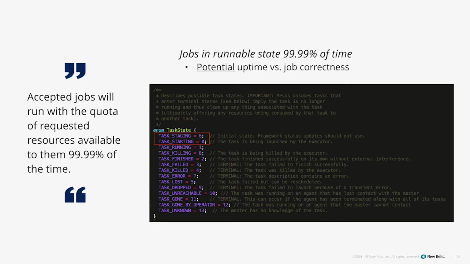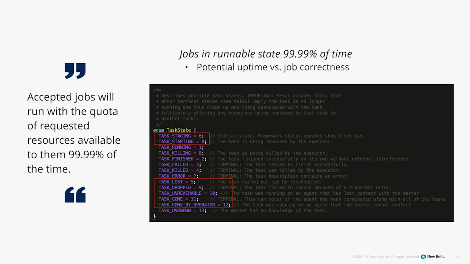And there are another set of states that represent error conditions in the cluster. So we can measure the amount of time that jobs are in one of those states and say that's probably downtime introduced by the cluster rather than because of an issue with the task itself.